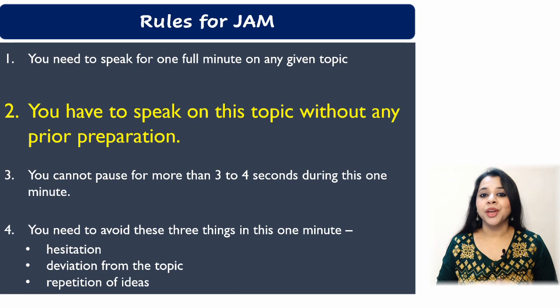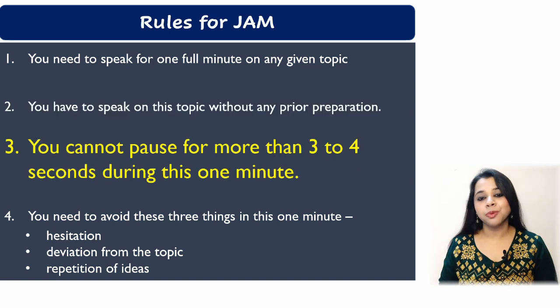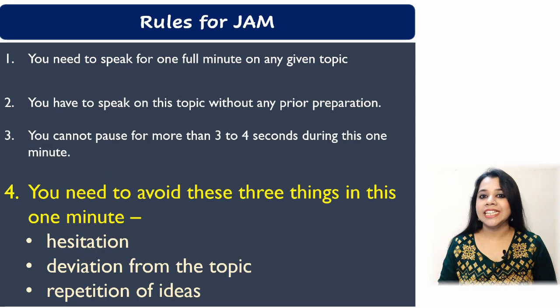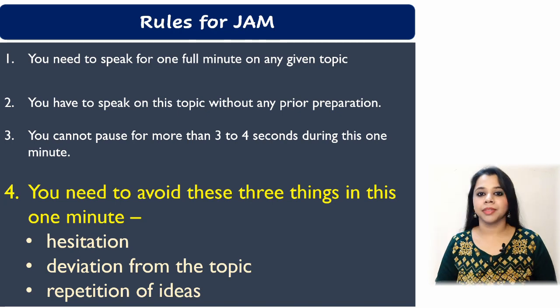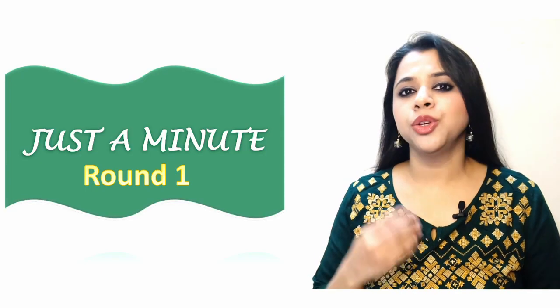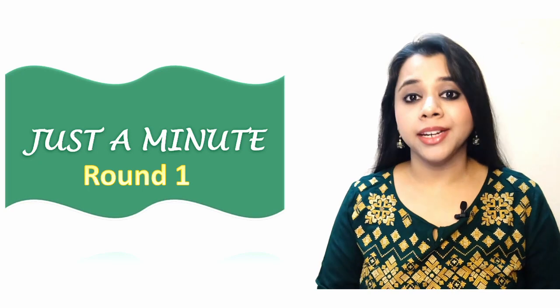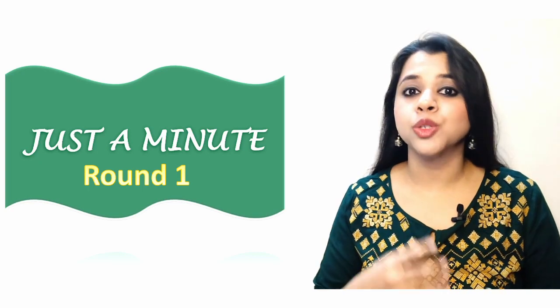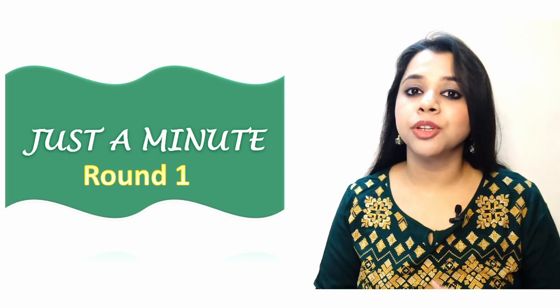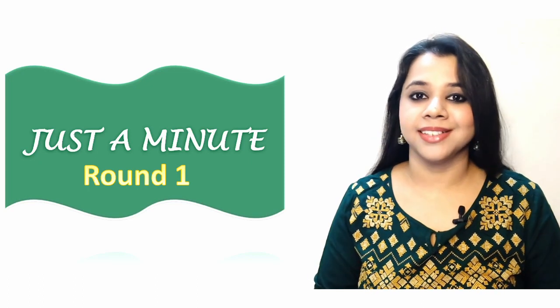Rule number 2. You have to speak on this topic without any prior preparation. Rule number 3. You cannot pause for more than 3 or 4 seconds during this 1 minute. And rule number 4. You have to avoid these 3 things in this 1 minute: hesitation, deviation from the topic, and repetition of ideas. Try recording yourself so that you can revisit what you said and identify the number of times you paused or hesitated, deviated from the topic, or repeated your ideas.